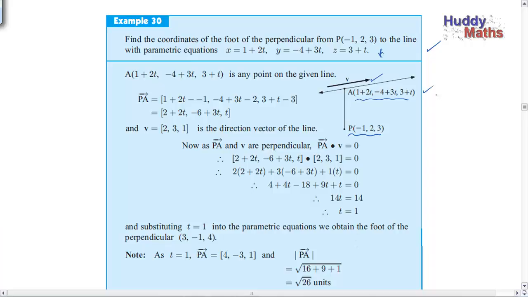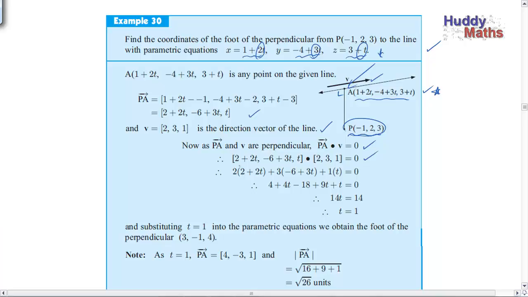So one little trick here is to let A have the general parametric coordinates, if you like, given by that. Okay, so if that's any point on the line, then PA, our point from there to there, would be given by this vector. And there's the direction vector of the line. So if we have this perpendicular, because we want this point here, therefore the dot product must be 0.